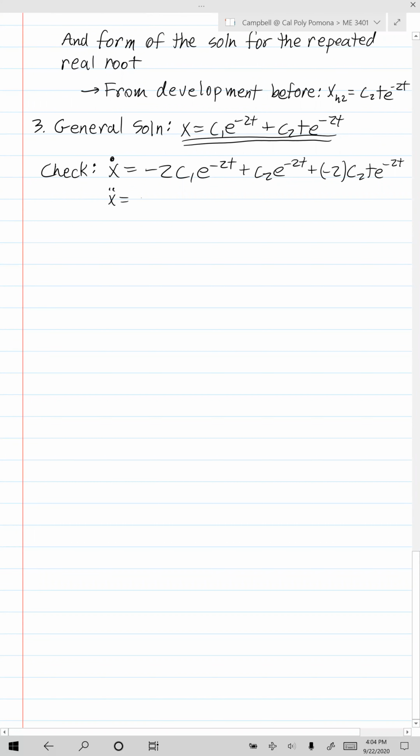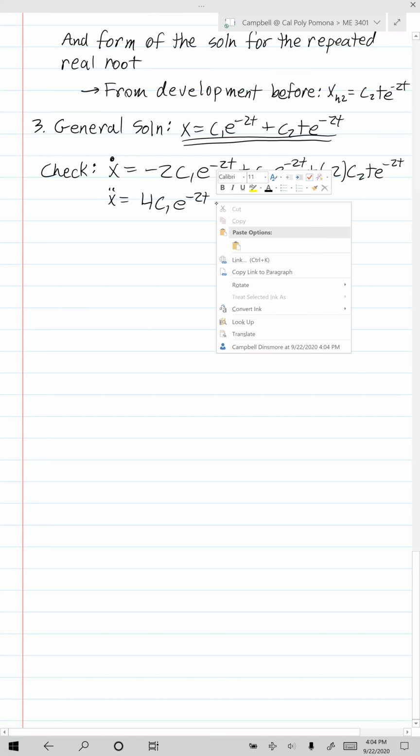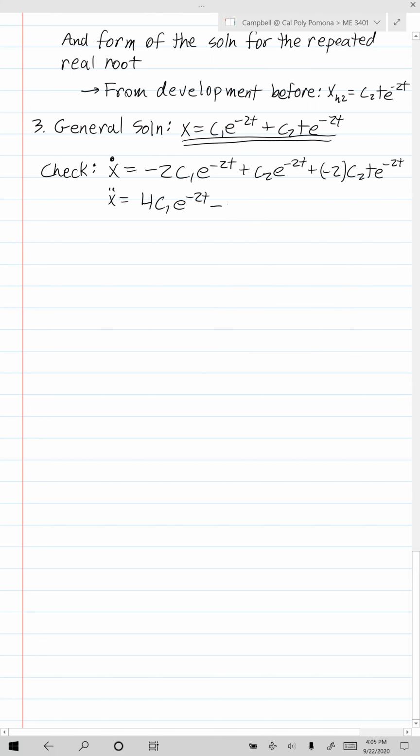x double dot, that's clearly going to be 4c1 e to the negative 2t. Let's just do our minus 2 c2 e to the negative 2t. And then, of course, for this particular term, we have to use the product rule again. So we're going to get negative 2 c2 e to the negative 2t. And we're going to have, of course, last but not least, bringing this negative 2 down one more time, plus 4 c2t e to the negative 2t. There we go, managed to squeeze that in there.